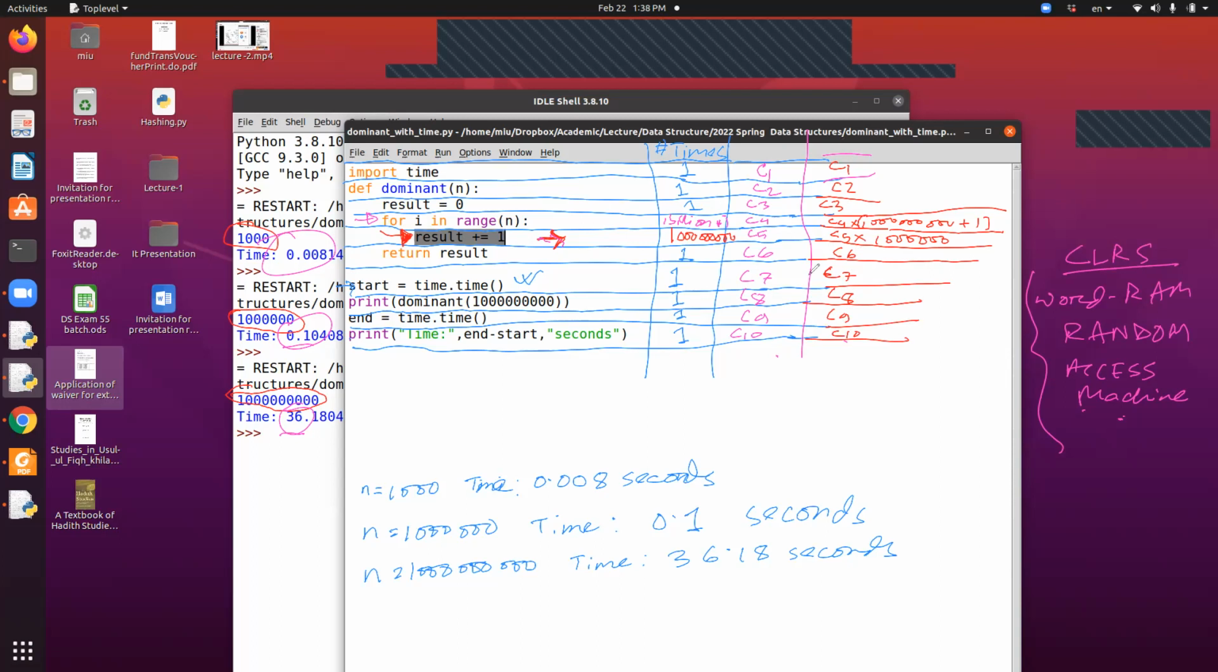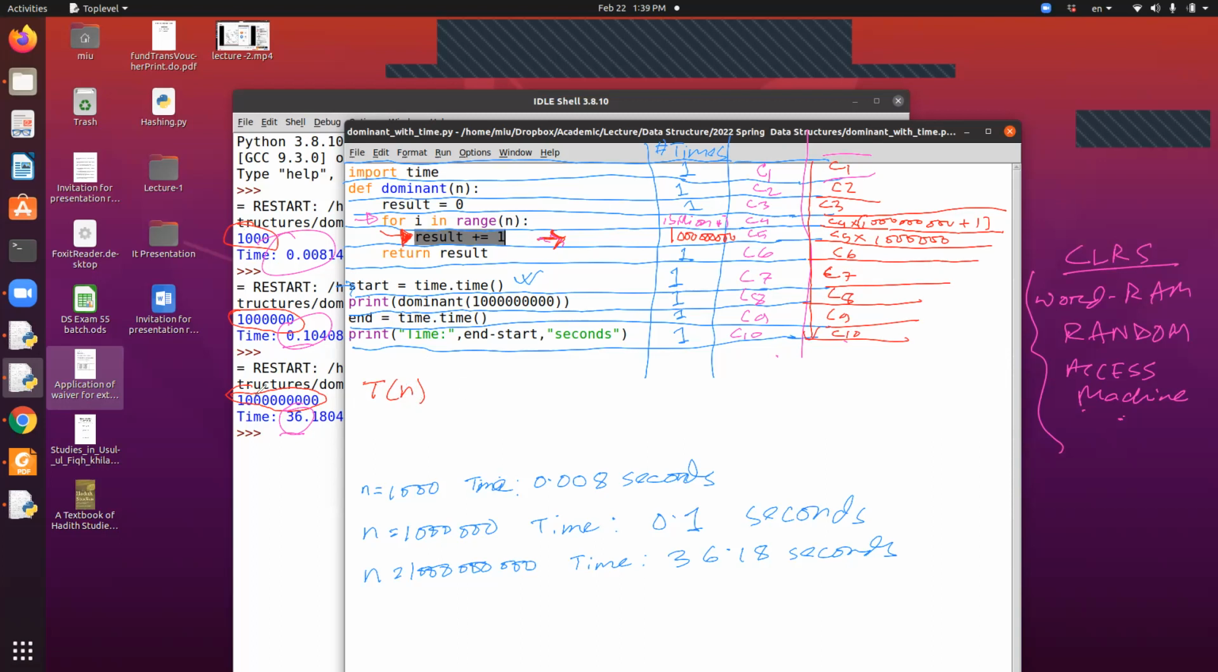Now what we need to do is we need to add up all these things, okay? So what we can write here is the running time. We write the function for running time, which is parameterized by n, T(n), T for time, and it is parameterized by n. Why?